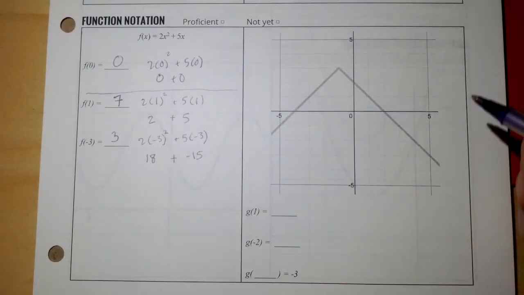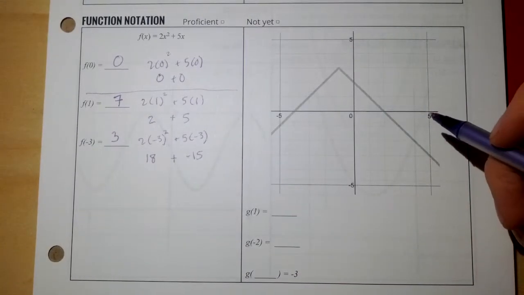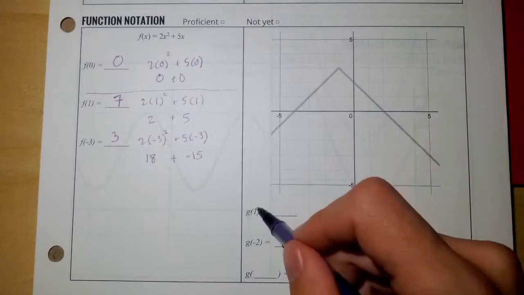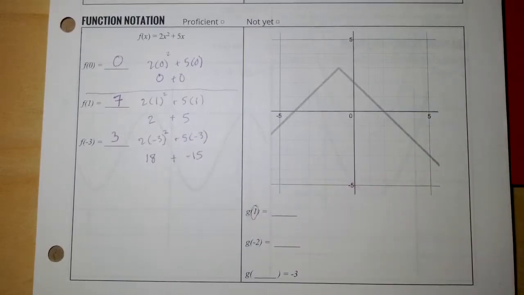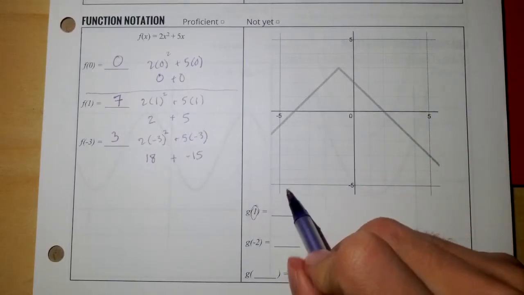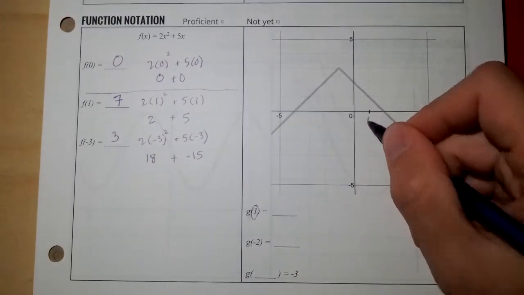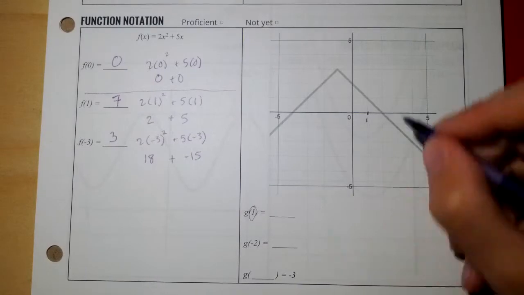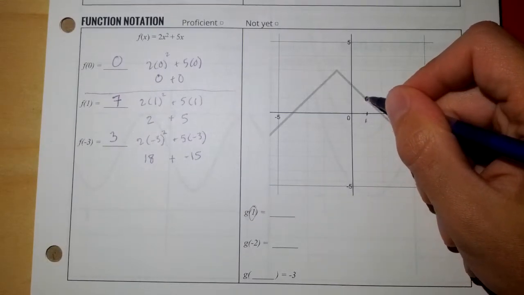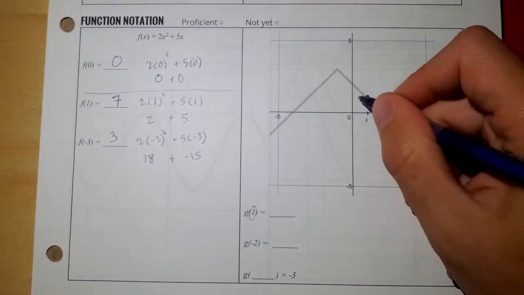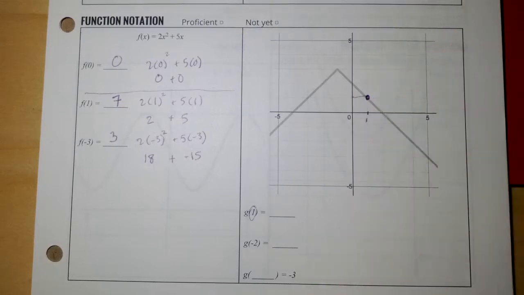If I'm given a graph instead, this is just a different way of connecting the input and the output. So for this first one, I have an input of 1. The inputs are on the x-axis, so I look on the x-axis and I find, okay, 1 is right here. And that intersects the graph at this point. The y value of that point is y equals 1, so g of 1 is 1.